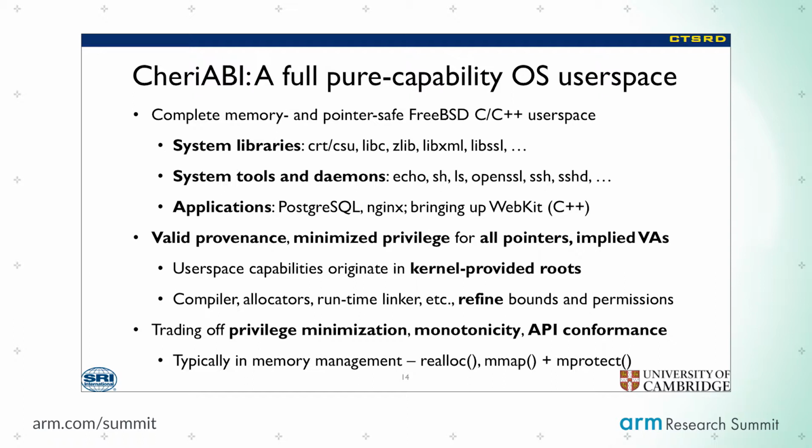We then want to go around and find all these pointers, and we want to ensure that they have these properties. So we're going to originate all capabilities in a small number of root capabilities provided to user space. User space can't just make these things up. It has to get them from somewhere, and the kernel is where it gets them from. And then we're going to modify our compilers and our allocators and our runtimes to refine the bounds and the permissions wherever possible, because we want to minimize these rights. Sometimes, once in a while, we're going to find there's a trade-off between minimizing privilege or implementing monotonicity and API conformance.